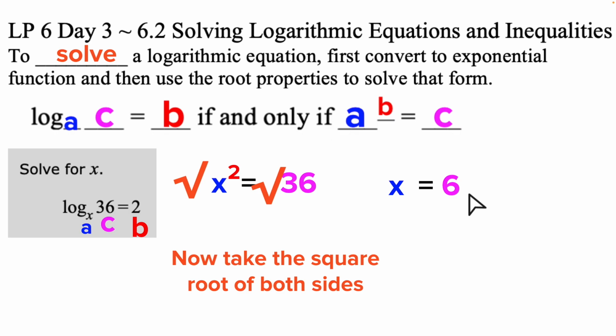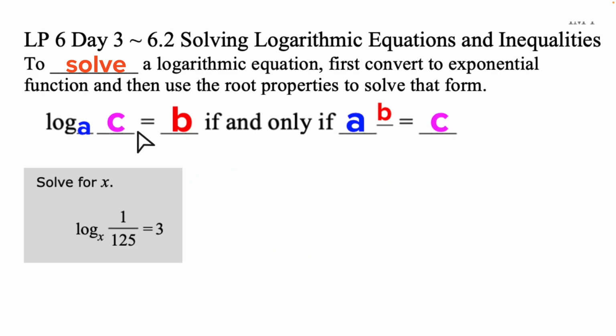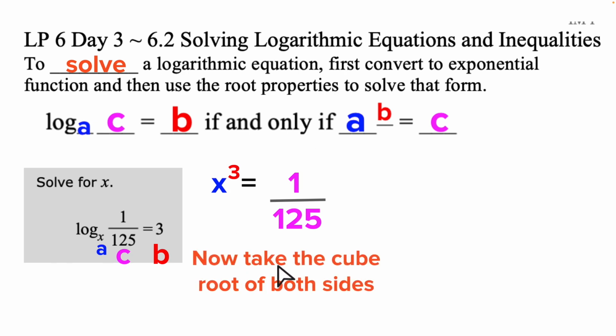All right, we're going to do one more of these. Okay, this is a very similar idea. We're just going to use a fraction so that we can see how that works. Same idea, I'm going to apply my logarithmic function. I have a, c, b. Now I'm going to rewrite it in exponential form. So x to the third power equals 1/125. I know that I'm applying an exponent of 3, which means that I'm going to be taking a cube root of both sides. That's why this pops up here.